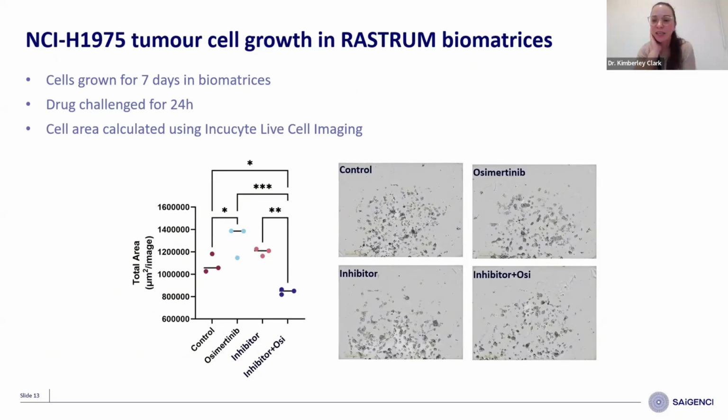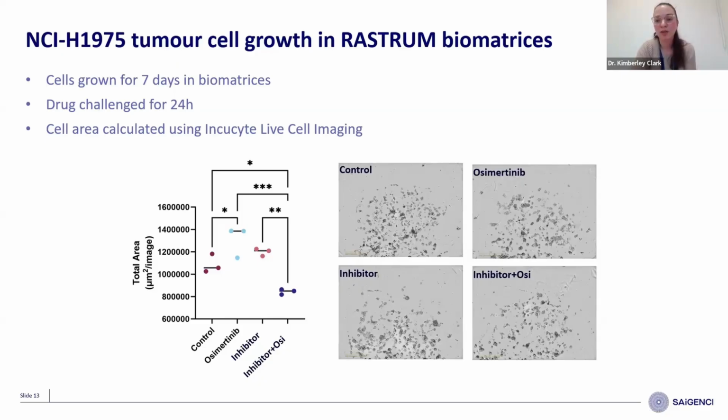We haven't published this work yet, so I'm keeping it relatively de-identified, but the use of the rastrum has enabled us to model cell growth over 7 days, and then we've treated them with osimertinib or in combination with our test inhibitor. We can see that the double combination has resulted in a significant reduction in the total area of the cells in this 3D matrix. And then we're able to image them using immunofluorescence for markers of cell death and apoptosis.